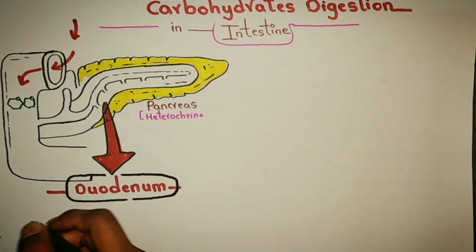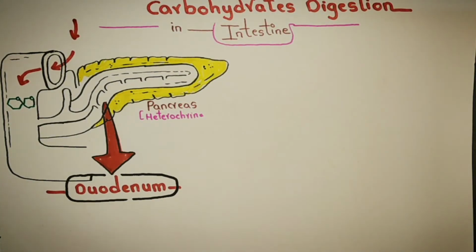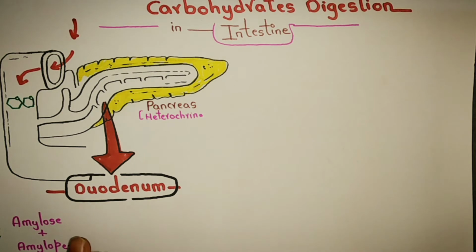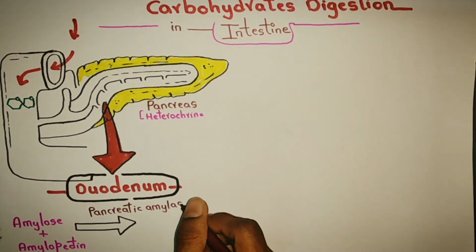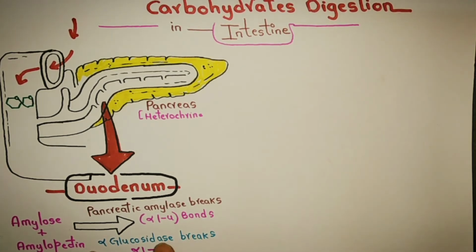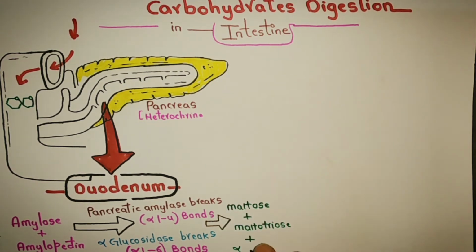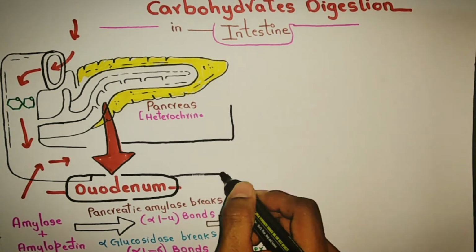As you see, the carbohydrates which were left undigested in the stomach will now be serially digested by the pancreatic juice. The leftover carbohydrate particles like amylose and the amylopectin, in the presence of pancreatic juice, which contains pancreatic amylase, which breaks the alpha 1,4 bonds, and alpha glucosidase, which breaks alpha 1,6 bonds, are converted into maltose, maltotriose and alpha dextrins. This all happens in the duodenum.